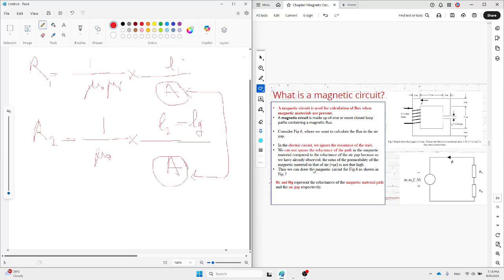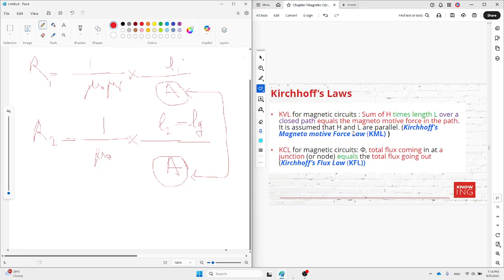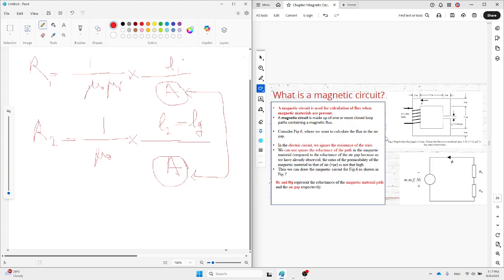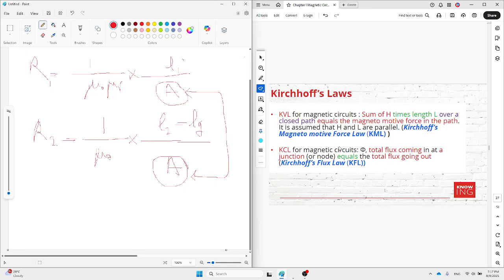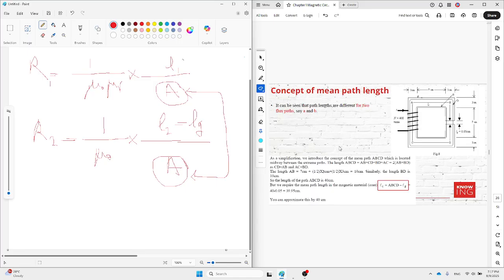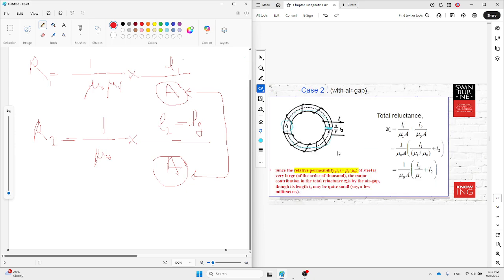For the next session, I will go through the magnetic circuit and Kirchhoff's law. I think it's best to leave this one to review for the next session, and then go on to Kirchhoff's law. Thank you very much for your attention.